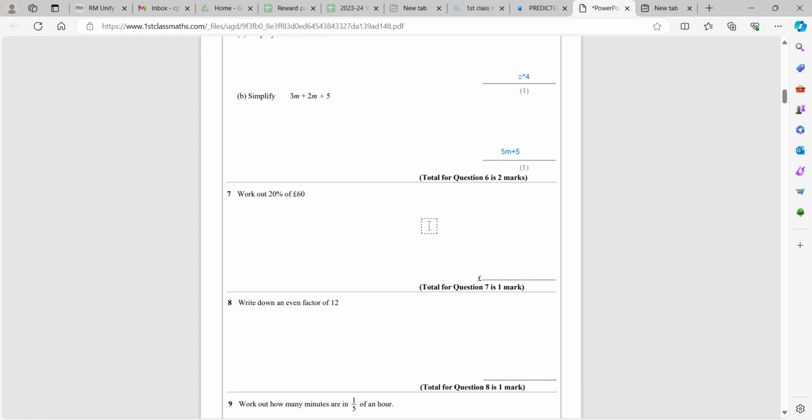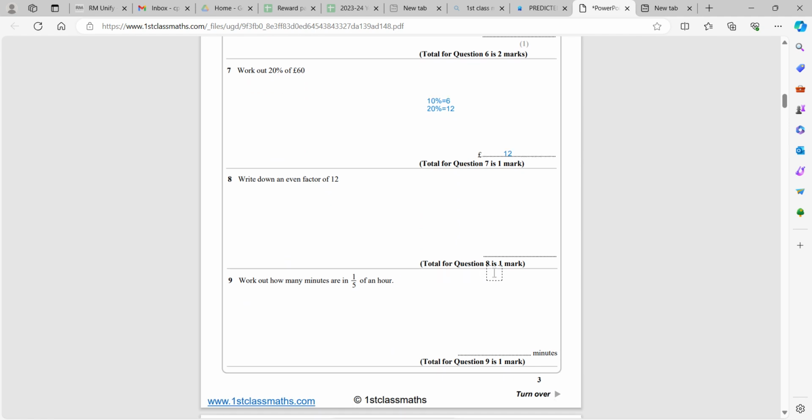20% of 60, so you know, bank your 10%, which you know is equal to 6. So 20% is double that 6, which is going to give you 12. And the pound sign's already there for you, so it's £12. An even factor of 12, so we'll start by writing the factors of 12. 1 and 12, 2 and 6, 3 and 4, and then any of them numbers that are even, so we'll just go with 12.